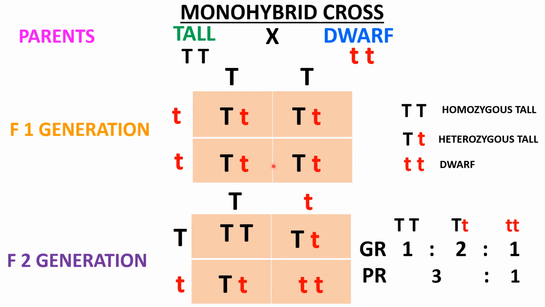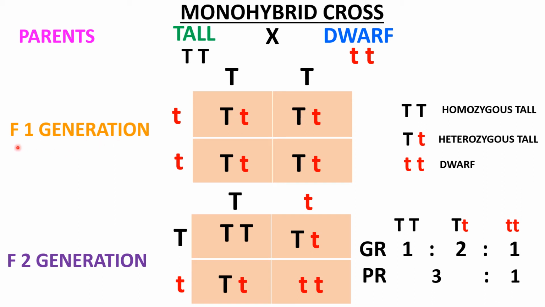Morphologically, when we see the F1 generation, all the young ones happen to be tall, whereas genotypically they have both the dominant gene and the recessive gene, but the dominant gene suppresses the expression of the recessive gene character, so that all happen to be tall in the F1 generation.